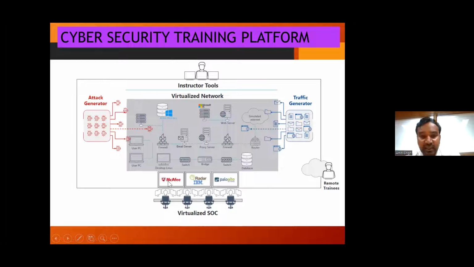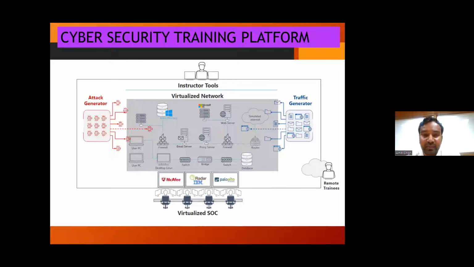And this network has security tools from McAfee, IBM QRadar, Palo Alto. It will have a basic set of firewalls, a basic set of SIEM tools, and dashboards from different firewalls like Checkpoint, Palo Alto, and Fortinet. You can practice in that virtual environment, so that whenever you see a real network, you have a basic understanding of what is happening.